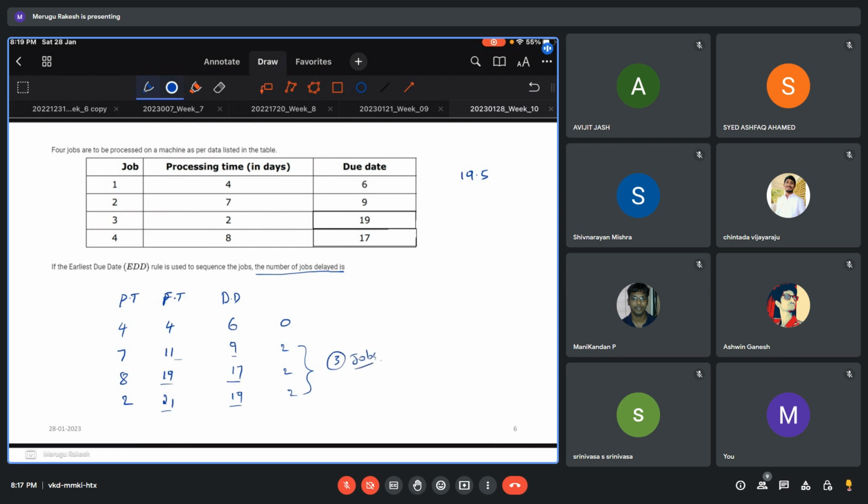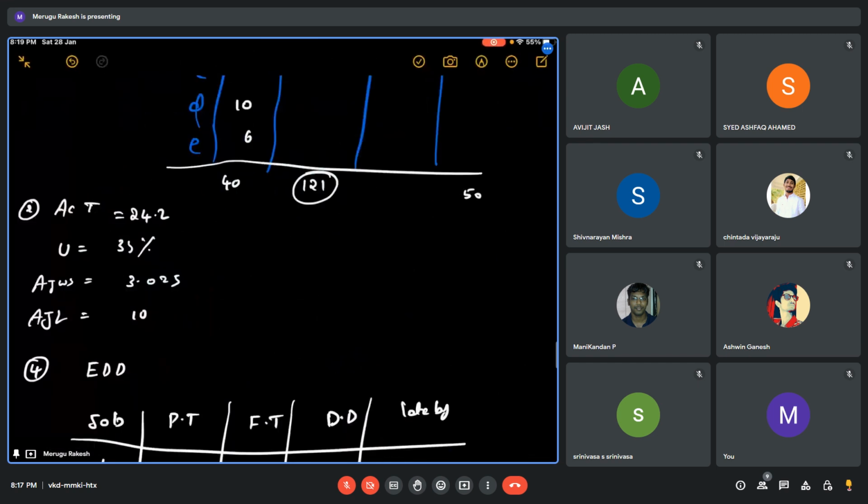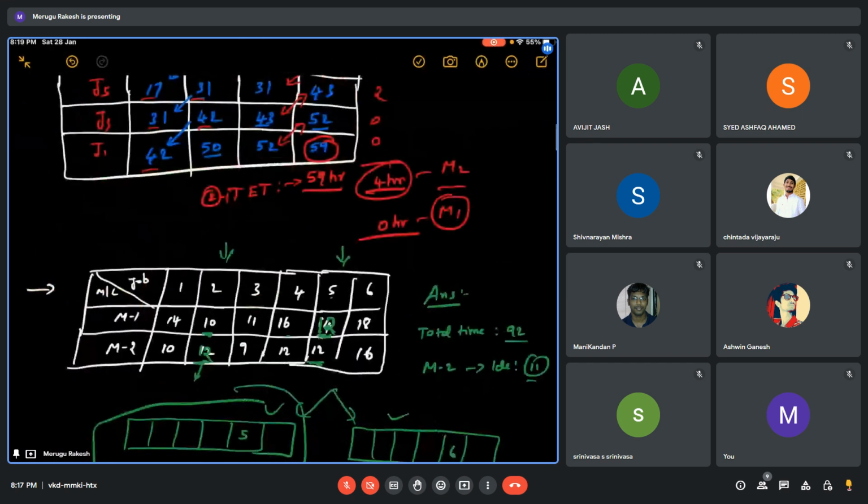Okay, there are some more questions also. I just solved two small questions. There are more questions also we can go through, and you can apply the same principles. So now I'll end with this concept, this Johnson's rule that I was discussing earlier.